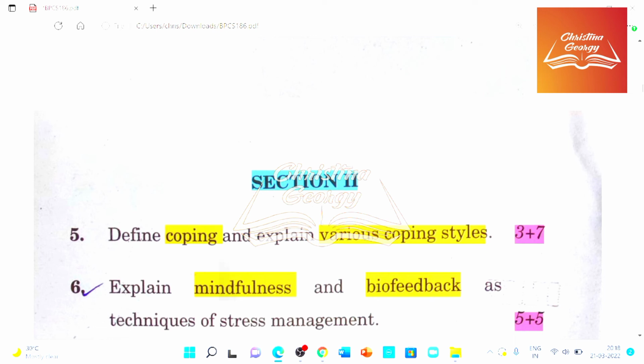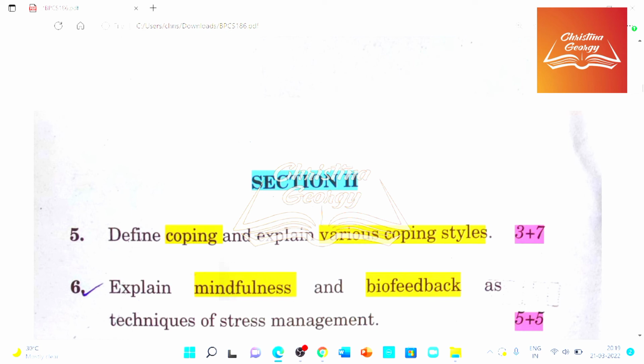Dear learners, you can see the 3 plus 7 mark division there. So you'll have to define coping for 3 marks and thereafter explain the various coping styles for 7 marks. You can find the nature of coping on page number 62 of your course book, and the styles are mentioned on page number 65. So this is based on unit 5 of block 2.